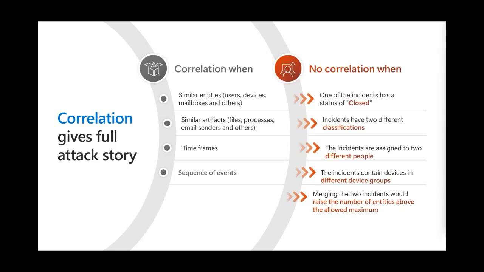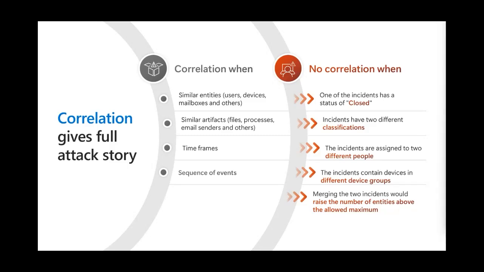Now, we've talked about why and when we merge, but it's also just as important to know when we don't merge. So if one of the incidents is marked as closed, we won't merge because we don't reopen resolved incidents. And I want to really emphasize this point since it is crucial. We will not reopen closed incidents when correlating. We also don't merge if the incidents are assigned to two different people. And I mean that literally, two different assigned entities. So if one incident is assigned and the other one is not yet assigned, then these two could merge.